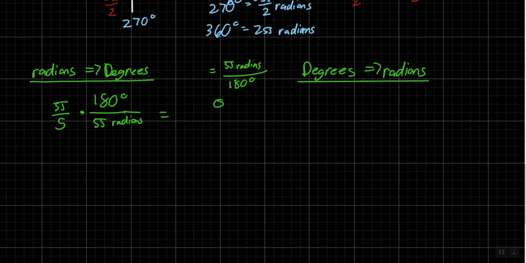It's 36. Show your work. What? 36. 180 divided by 5 pi radians. That's, or not 5.